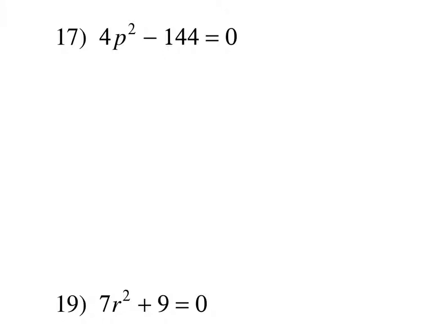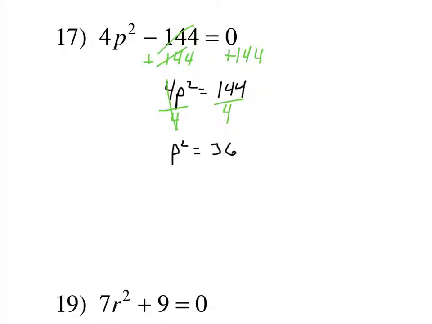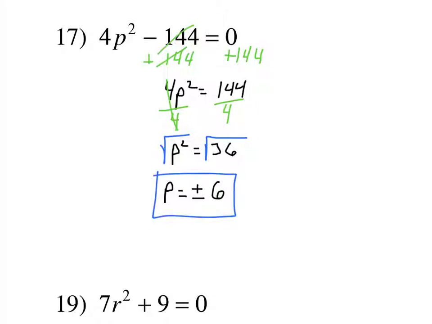So what we need to do then first is what? Add 144 to both sides. So 4p squared equals 144. Now what? Divide by 4. So p squared equals 36. Now what? Take the square root of both sides. So we get p equals positive and negative 6. Excellent.